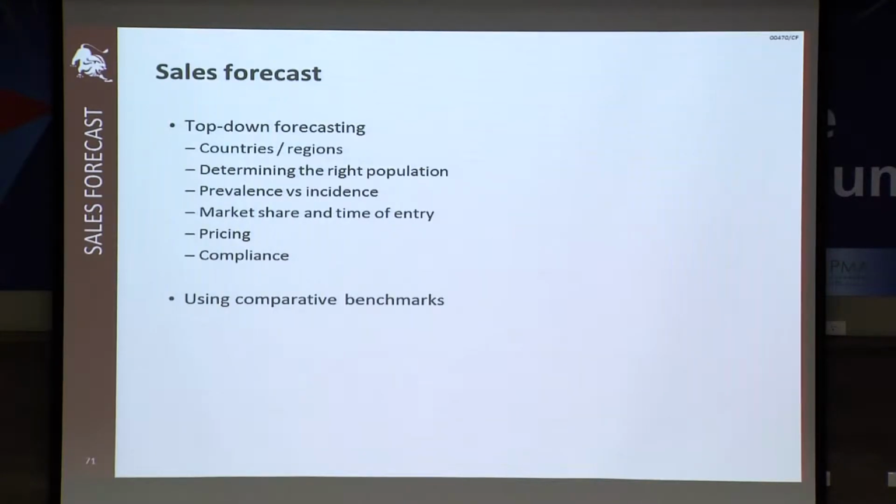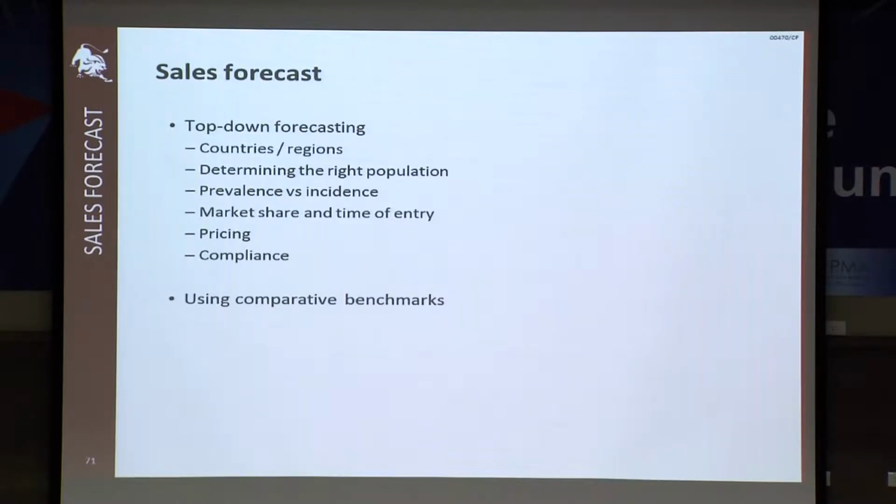So when you do sales forecasting, you have two methods: comparative benchmarks. So very similar to comparable multiples, which we looked at just now. You find a similar drug. You look at how much it's selling for, and you have a basis for comparison. Now, top-down forecasting is a bit more involved. You look at countries and regions. Where am I going to sell my drug? Am I going to sell it in China, the US, in Singapore, in Taiwan, or maybe across the EU?